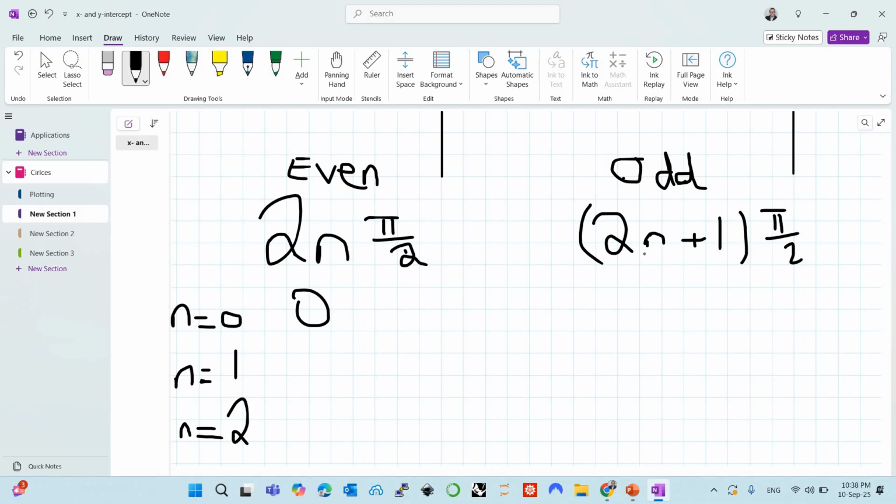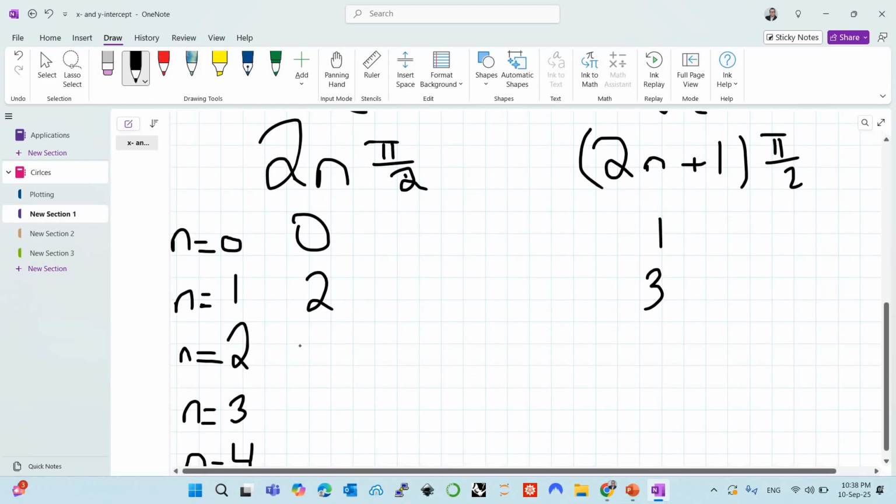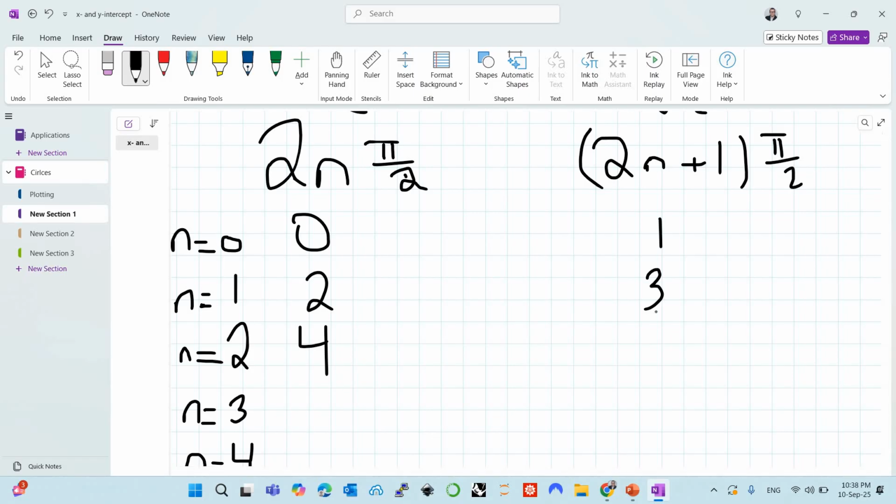For n equal to 0, replacing n with 0 in 2n plus 1, 0 plus 1 is 1. For n equal to 1, you get 2. For n equal to 1 over here, you will get 3. For n equal to 2, you will get 4. For n equal to 2 over here, you will get 5. So, etc.